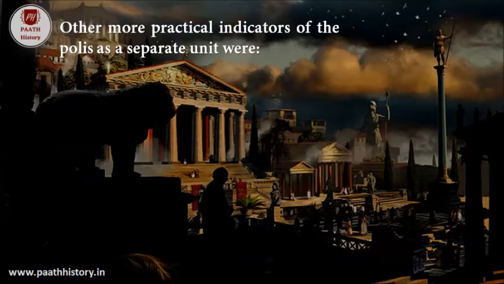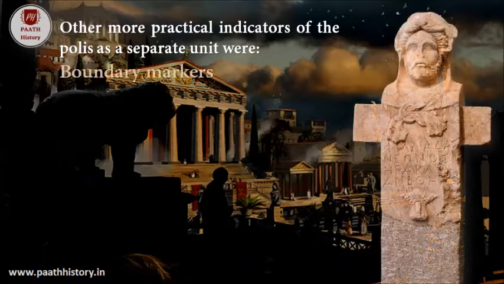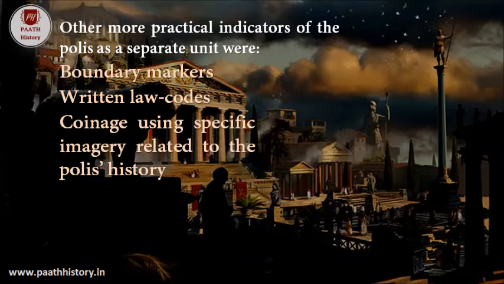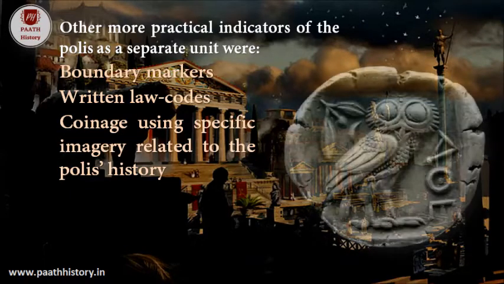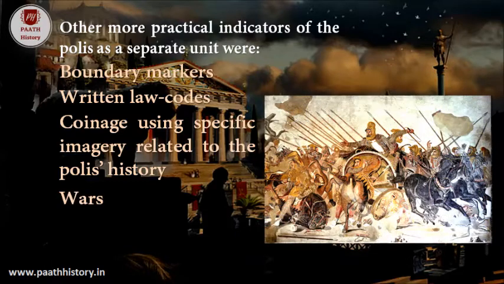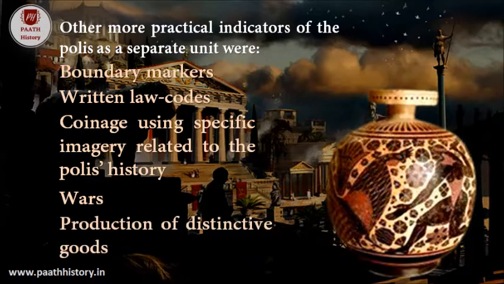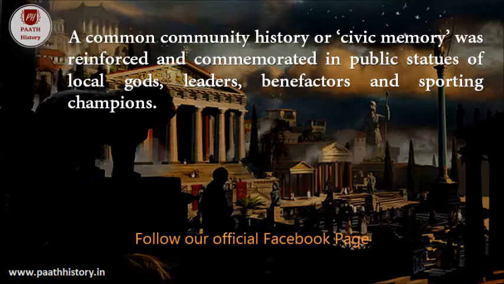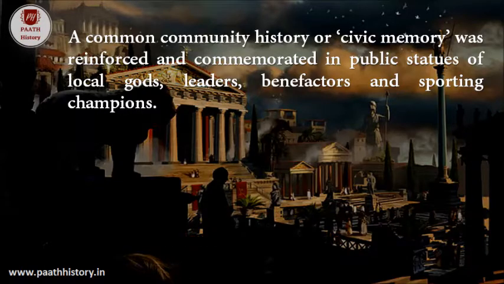Other more practical indicators of the polis as a separate unit were boundary markers, written law codes, and coinage using specific imagery related to the polis history, for example, the owl on Athenian coins representing Athena, the city's patron. Wars where soldiers fought a common enemy, often to settle disputed territorial claims, and the production of distinctive goods, for example, Corinthian pottery, also played a part. A common community history or civic memory was reinforced and commemorated in public statues of local gods, leaders, benefactors, and sporting champions.